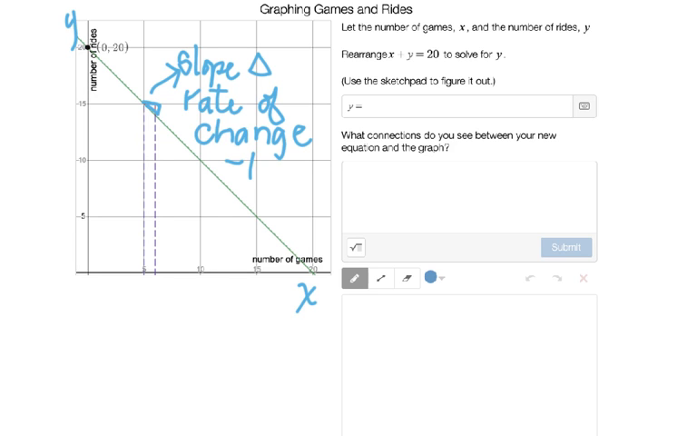So what we are supposed to do on this slide is let the number of games be x and the number of rides be y, and we've got x plus y is equal to 20. And now it's saying we want you to solve for y. So let's go ahead and do that. You know how to do that, but I'm going to demonstrate it again. So we've got x plus y. I'm going to do it down here, in a different color. I'll say x plus y is equal to 20. And remember, how do I solve for y?